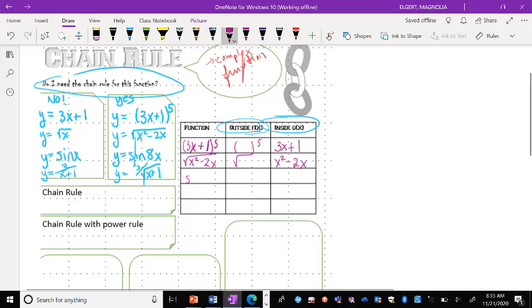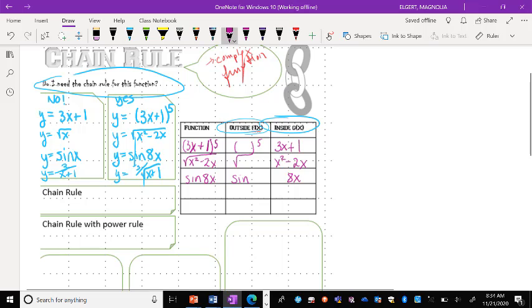The sine of 8x is a little bit different. The outside function is actually the sine. The inside function is the angle 8x. Today we're not going to actually do any with sine and cosine or trig functions. I'm going to save that for the next day. We're going to make them separate.